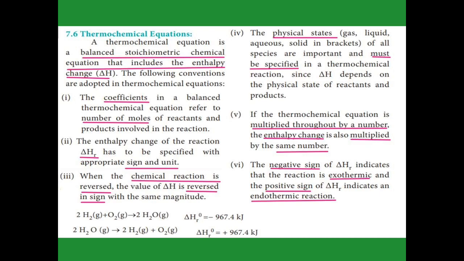Now in the second example, 2 moles of water decompose to give 2 moles of hydrogen and oxygen. It is the reverse reaction of the first reaction. Here the enthalpy change is also reversed in sign. The first has a negative sign, the second a positive sign, but we write the same value. So that is called the same magnitude.